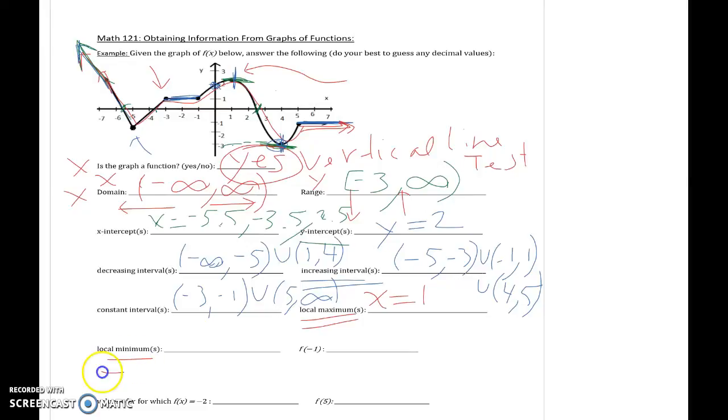And local minimums, similarly, are not where the graph has a hill, but the opposite of a hill, where there's a valley. So it looks like there's definitely one over here at +4. There's a valley, so I'm going to say at x equals 4. Is there another bottom of a valley?